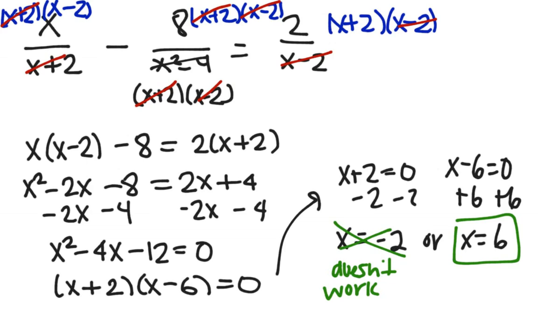Now, when you have an answer that doesn't work, that's called an extraneous solution, which means, hey, I got an answer, but it's extra. It doesn't fit my domain values. So this time my only answer is x equals 6. And that concludes this screencast on solving rational equations.